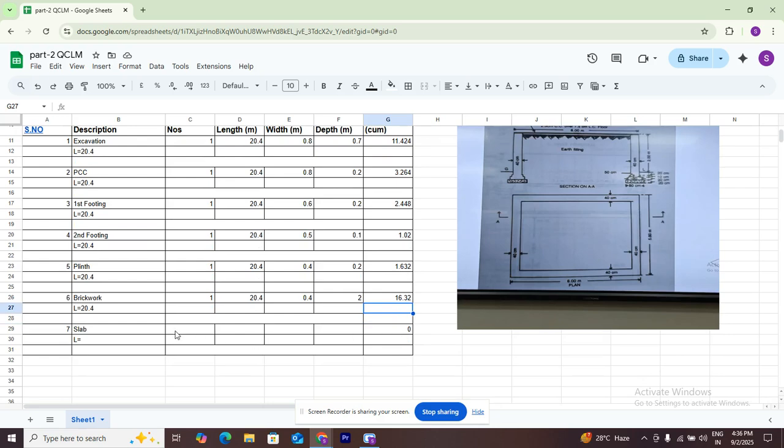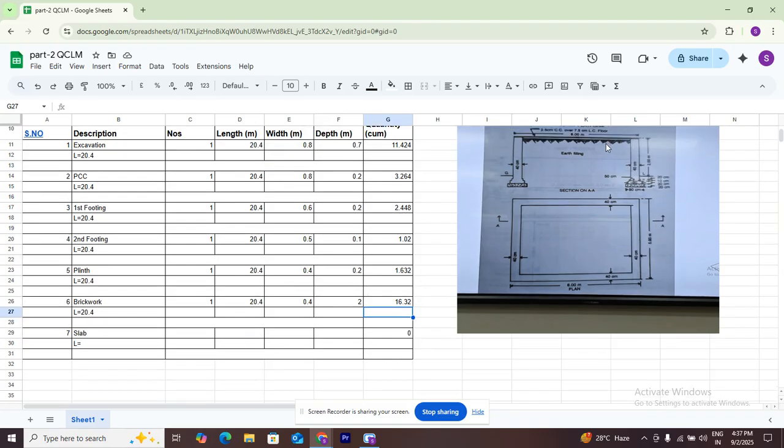Next is the slab. What is the slab? The slab will change. What is the length of this slab? It's 6 meters, and we need to check in the plan. 6 meters by 5 meters is the room dimension. The depth of the slab is assumed to be 0.15. Okay, we need to consider that one.